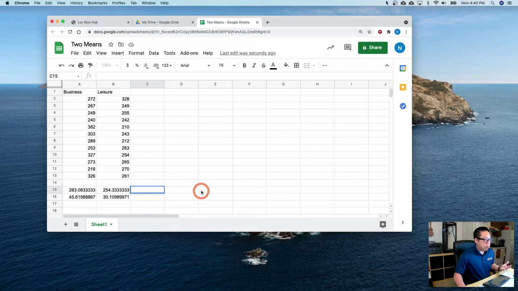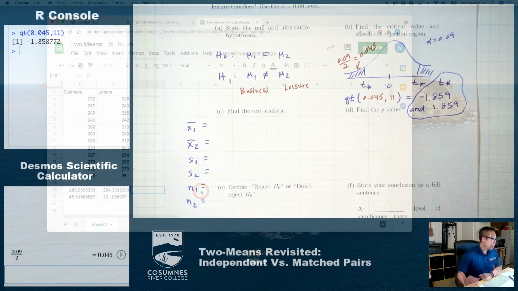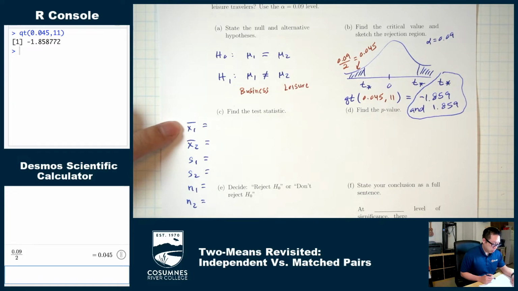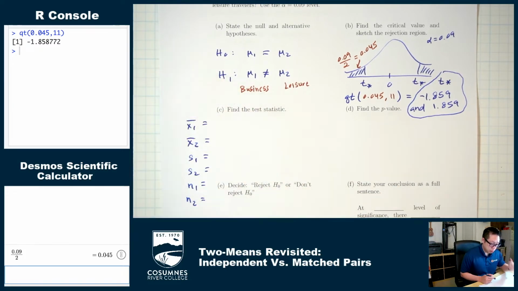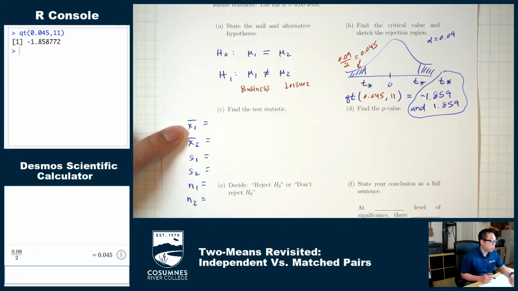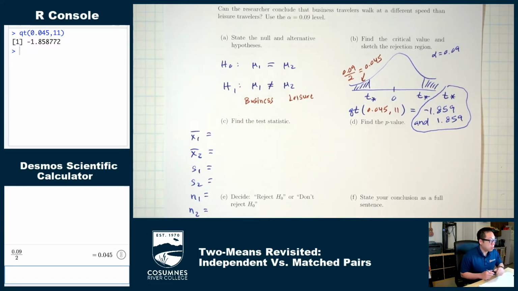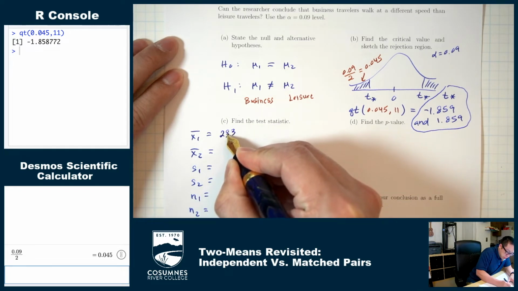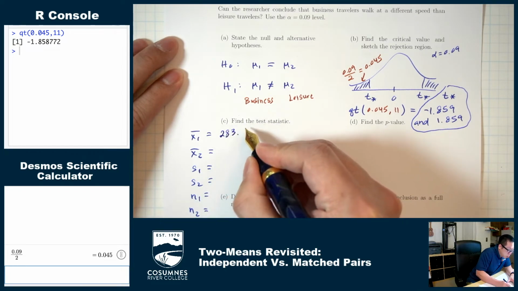Okay, now that I have the means and standard deviations, let me copy this down. All right, back to part C. We're going to copy down the means and standard deviations that we just found. Remember, 1 means business and 2 means leisure. X1 bar is the mean for business. That's 283.083, so round it to 3 decimal places: 283.083.